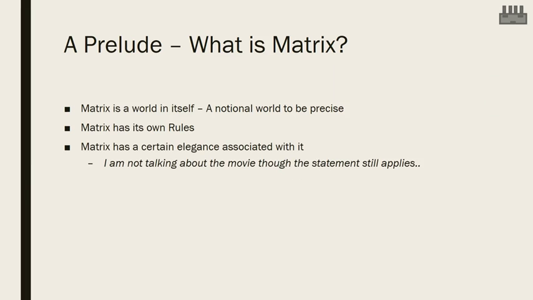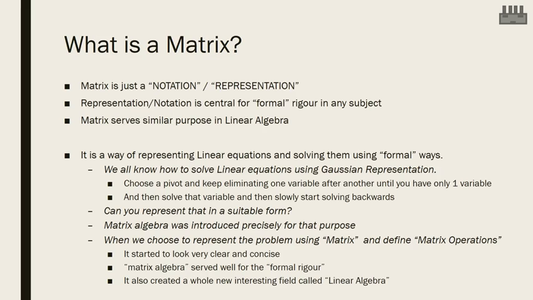So before we understand matrix vector transformation, I think we should understand what a matrix is. So let's go and figure out what it is. So what is a matrix? A matrix is just a notation or representation. At the most basic way of viewing it, it is just a notation. That is all it is.